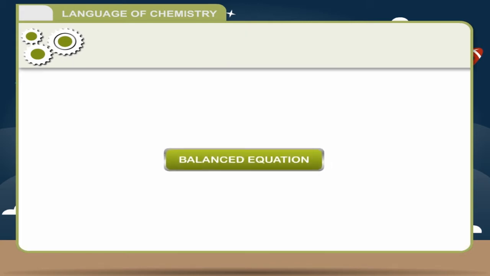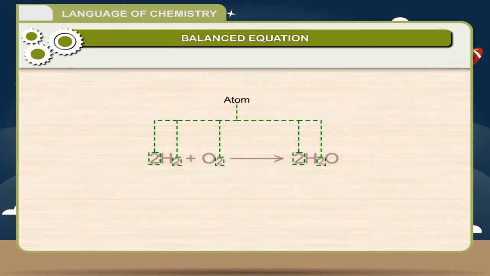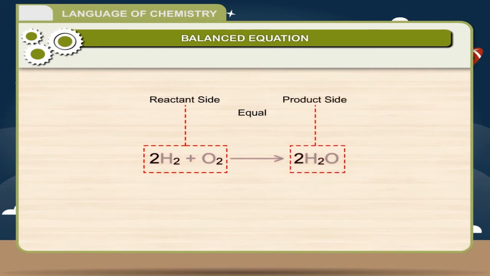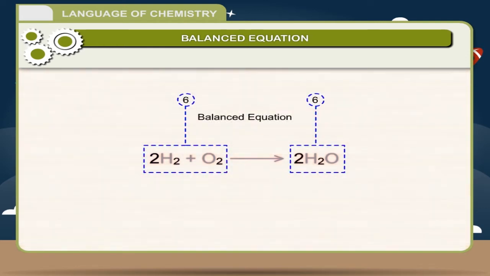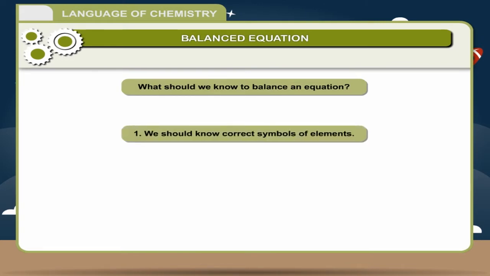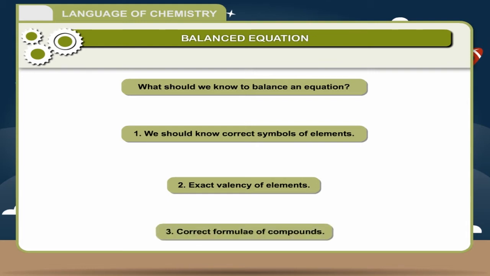Balanced equation. An equation in which the number of each atom of an element on reactant side is equal to the number of each atom of an element on product side is called a balanced equation. What should we know to balance an equation? We should know correct symbols of elements, exact valency of elements, correct formulae of compounds.